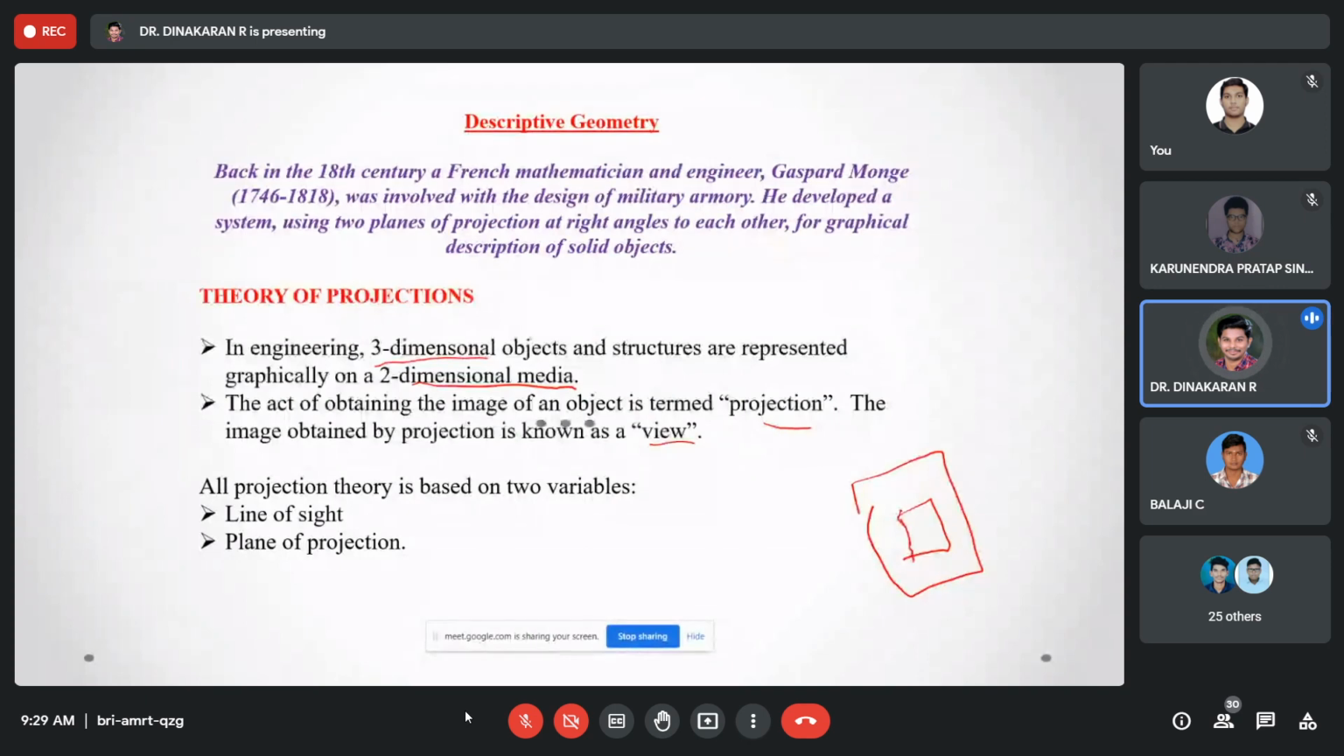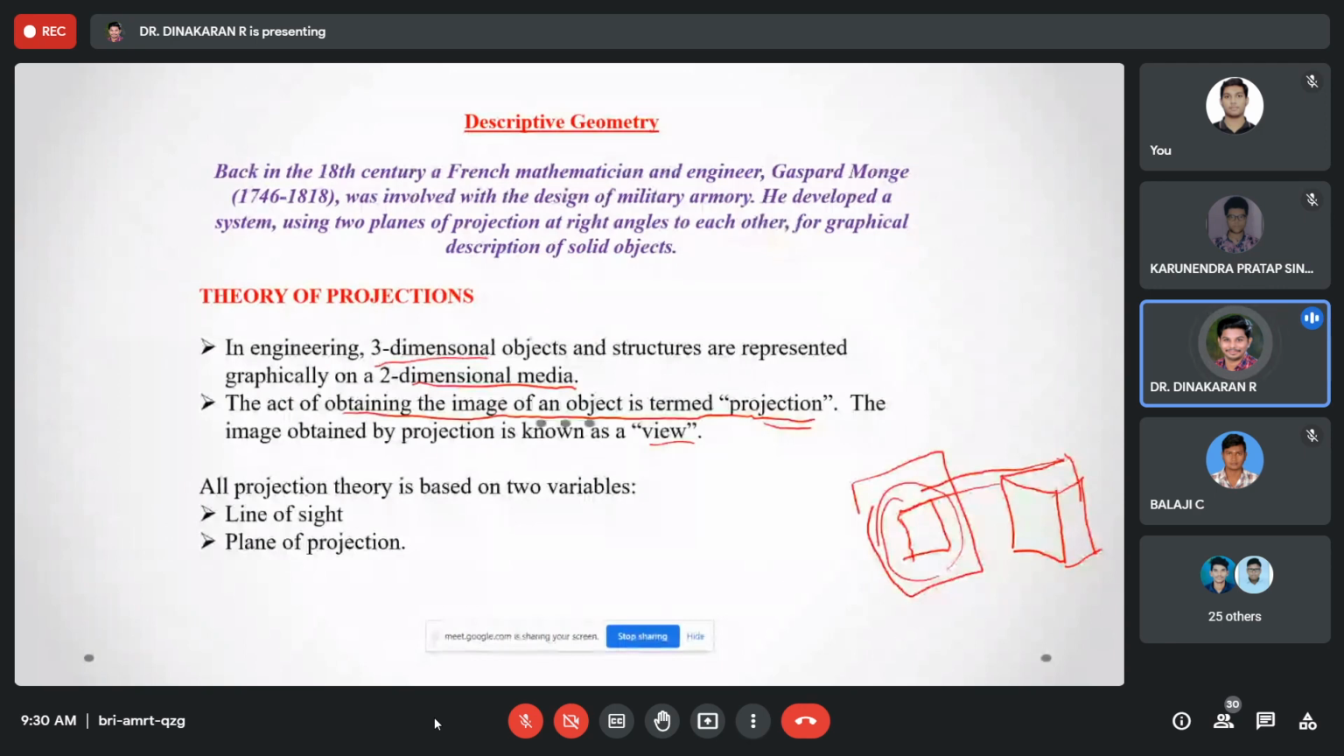How are we getting that image on the planes, by projection or directly? Yes, by projection. The act of obtaining the image of an object is termed projection. So the image obtained depends on two variables, which you know: the line of sight and the plane of projection.